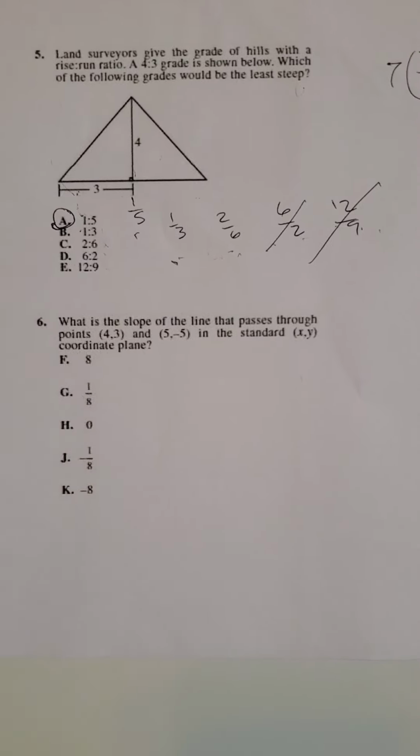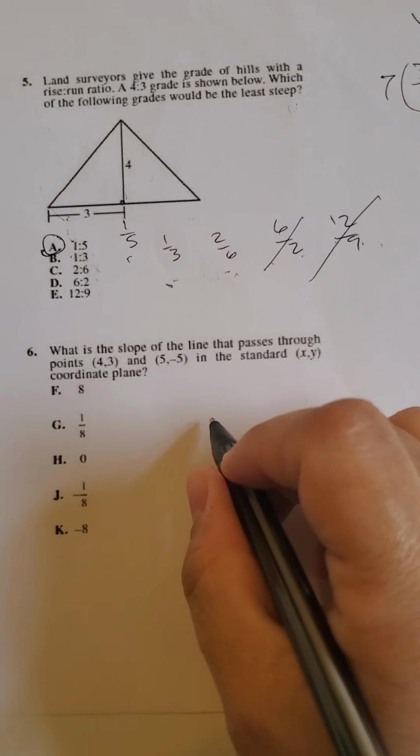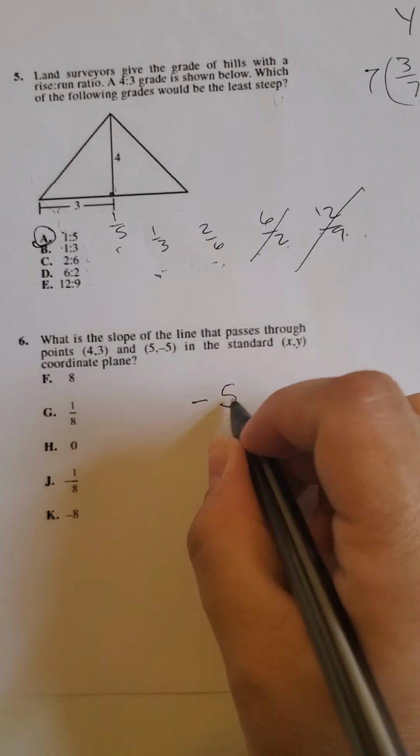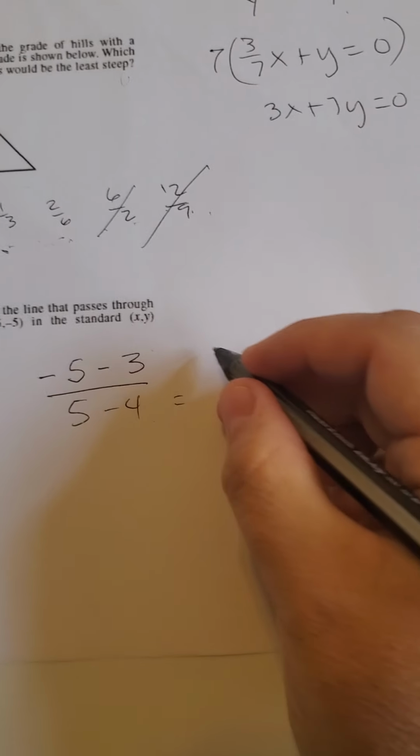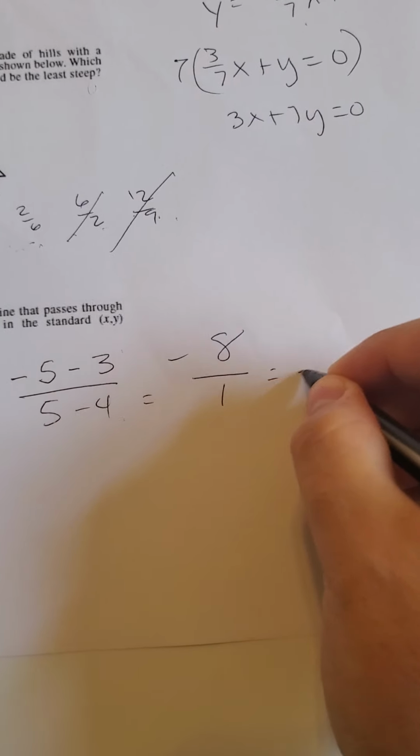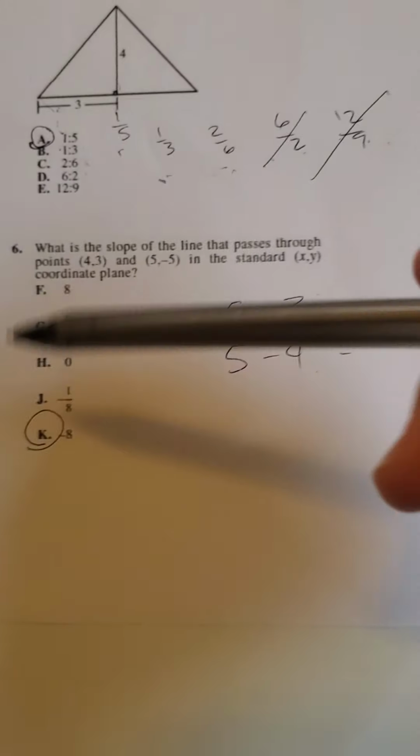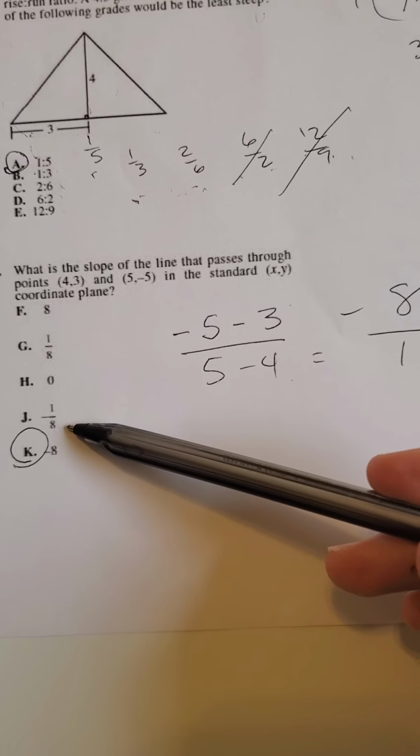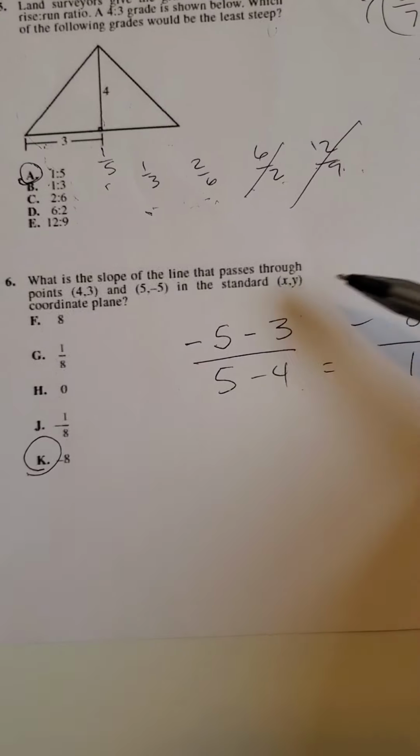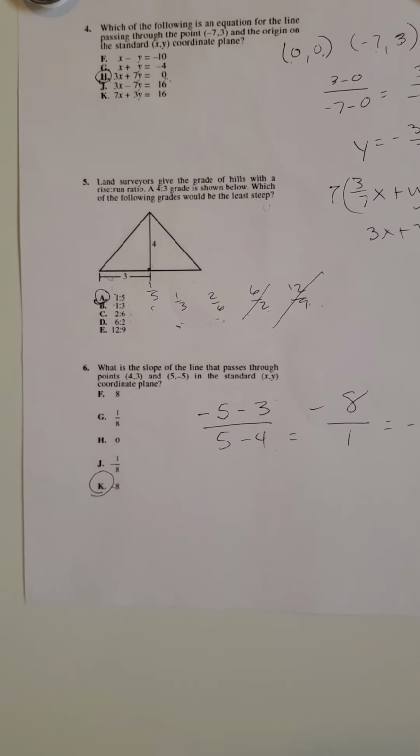All right, what is the slope of the line that passes through points 4? Okay, slope again. All right, so my y's: negative 5 minus 3 over 5 minus 4. Because remember, y is on top, x is on bottom. So that would be negative 8 over 1. So my slope is negative 8. So my answer is K. Some of you may have flipped it and got negative 1/8. Some of you may have forgotten your negative sign and got 8. I mean, there's all kinds of different reasons. Alrighty, I hope that was helpful. I'll do the next group in just a second.